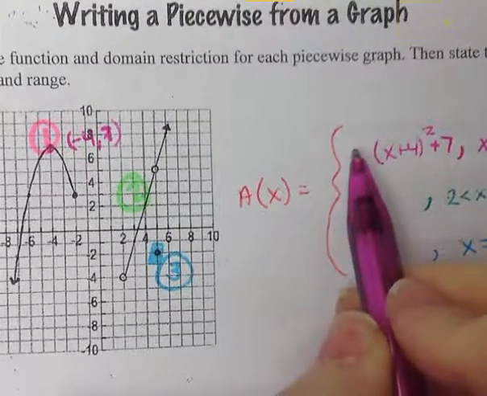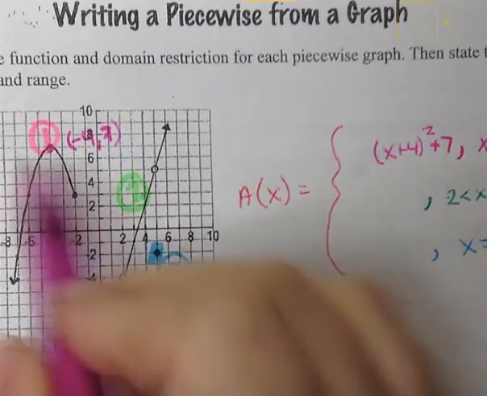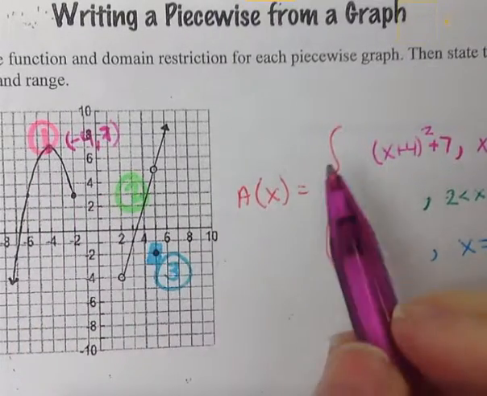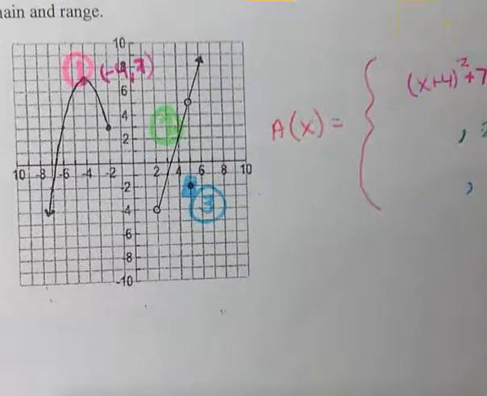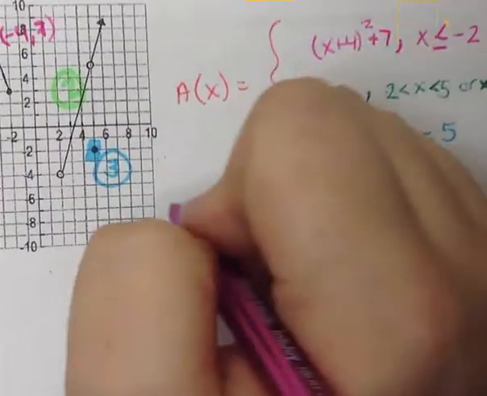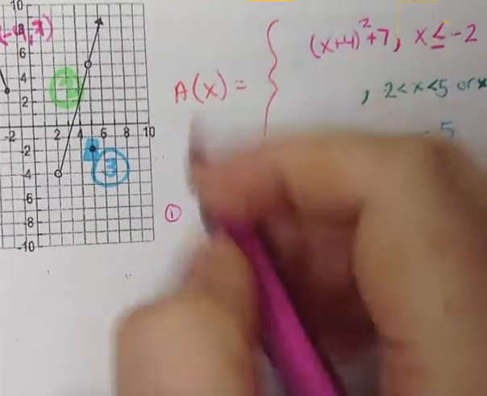But I need to know my a value, because I know it's going to be negative because it's opening down, but I need to know if it's also going to be a 1 or if it's going to be a 2 or something else. So I'm going to put a little bit of math down here. So this is going to be 1, this is part 1.